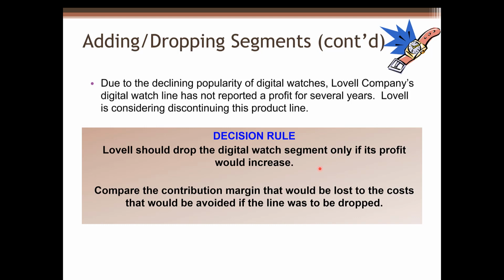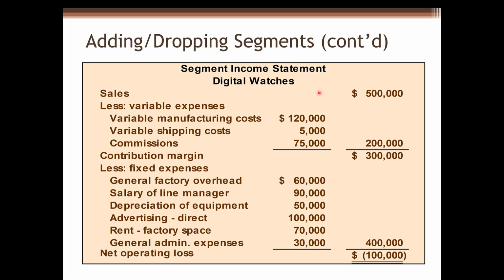Lovewell should drop the digital watch segment only if its profit would increase. This would happen only if the fixed cost savings exceeds the total contribution margin. This is the digital watches segment contribution income statement. Total sales $500,000 minus variable expenses, including variable manufacturing costs, variable shipping costs, and commissions.